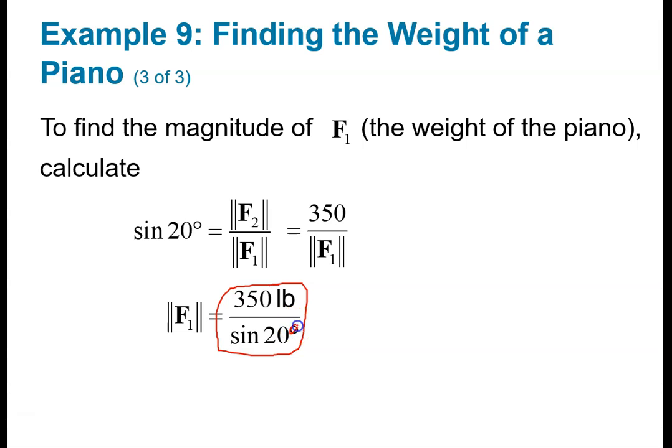Make sure you're in degree mode or put the degree symbol there, and you get about 1,023 pounds is how much that piano weighs. All right, but again, just look at what we did. There's the force that they're using. We're dividing by the sine of the incline of the ramp. That will give you how much that thing weighs anytime that you need to do anything like that.